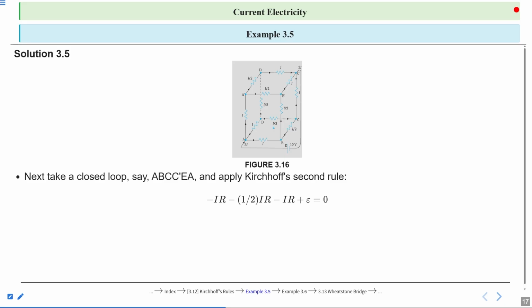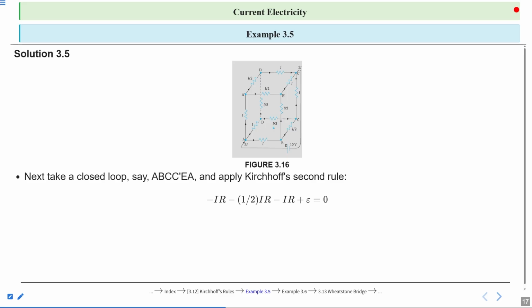IR. Now from B to C, we are also moving in the direction of current, which is I by 2. So the potential drop across the resistor connected between B and C will also be negative, minus 1 by 2 IR. And in the path from C to C dash, we are also moving in the direction of current I. So the potential drop will be minus IR.